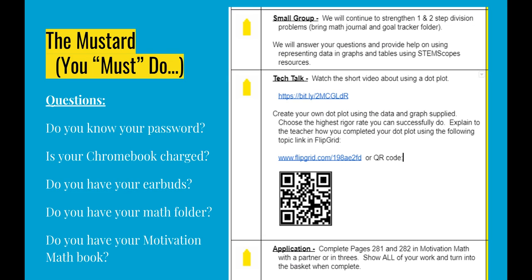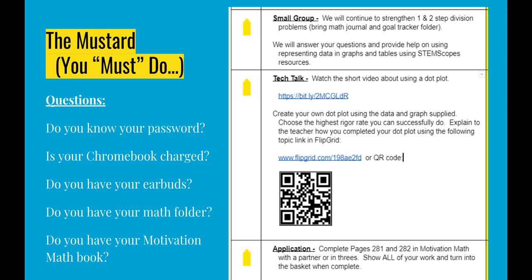In small group, we're going to continue strengthening those 1- and 2-step division problems. So make sure you bring your math journal and your goal tracking folder. We're also going to answer questions and help you along with representing data in graphs and tables. And we'll use some of our science STEM scopes as a resource to help us with that.